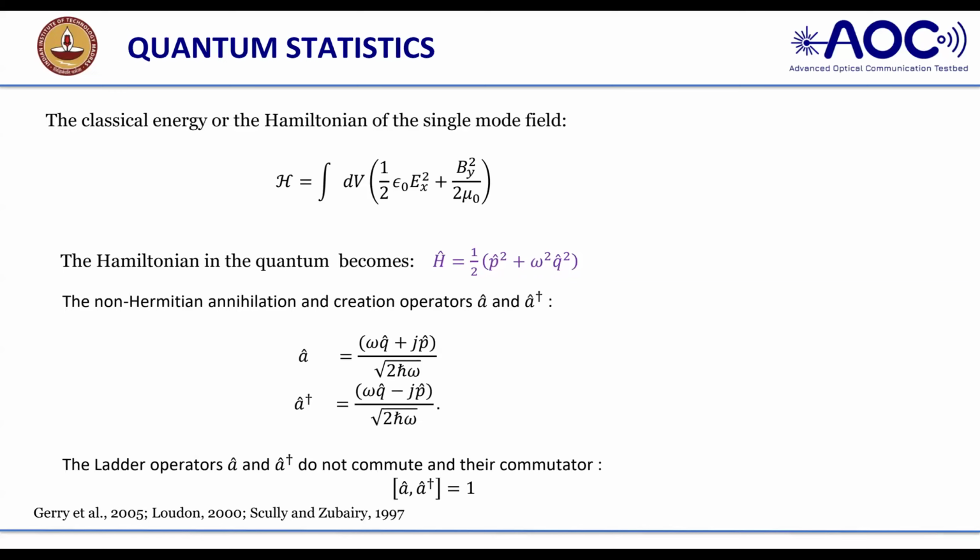But in the Hamiltonian in quantum mechanics, for a single mode I can write H as half of P squared plus omega squared Q squared. So we can write the Hamiltonian in terms of the P operator and Q operator. And with some small mathematical relations, I can write the annihilation operator A and the creation operator, that is A dagger. Once you understand that A and A dagger do not commute with each other, the commutation of A, A dagger equals 1.